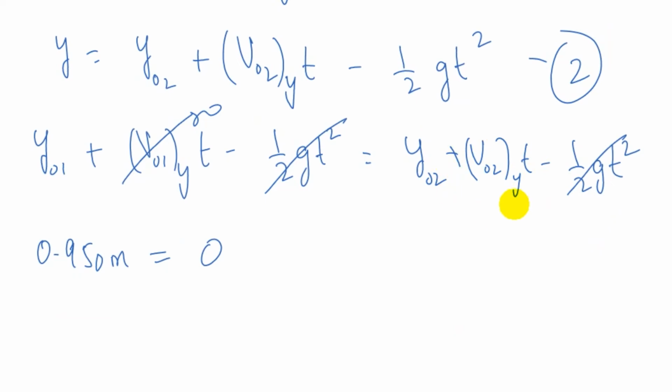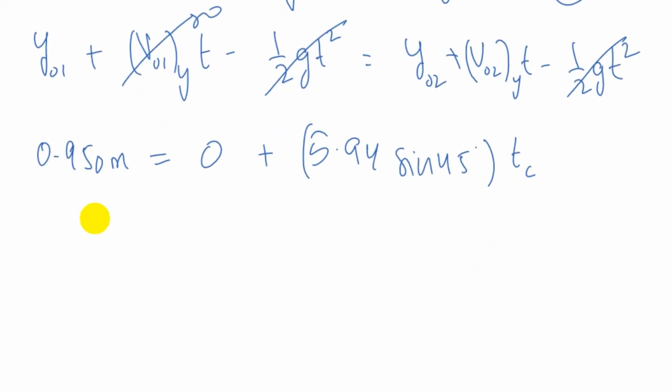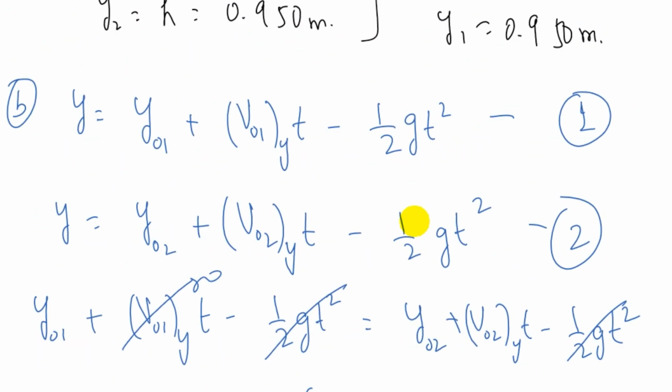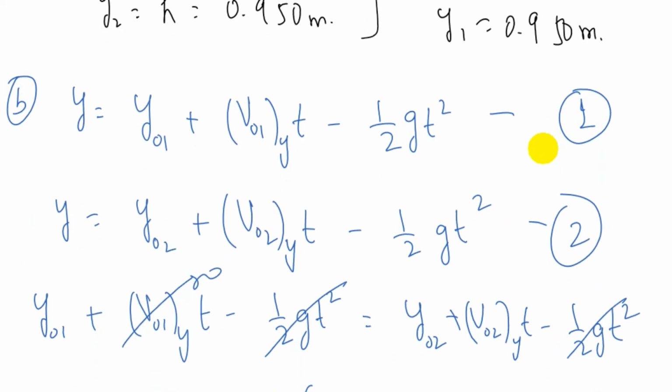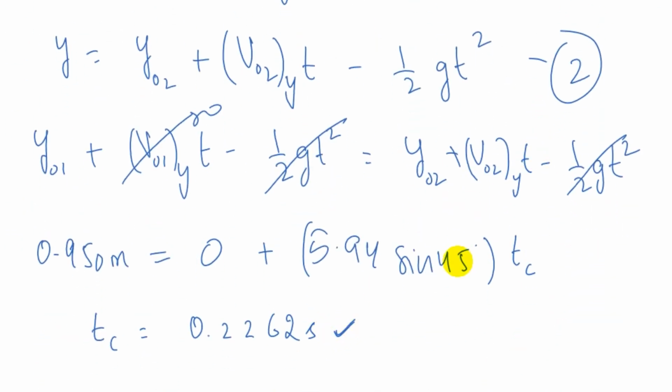And what was the component of velocity in the y direction? It was v0 2 sine theta, which is basically 5.94 sine 45 degrees multiplied with t. And this t is the time of collision. So from here we can easily find the time of collision, and it comes out to be 0.2262. So they will collide at the same time, whether there is gravity or not, the time of collision is the same in both cases. This is a very important point here.